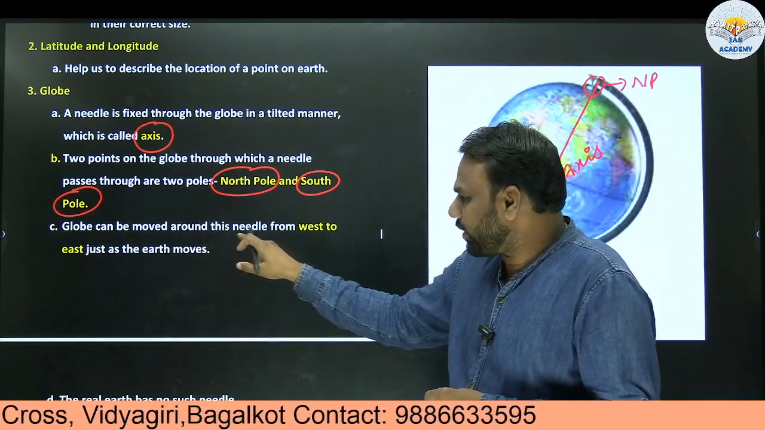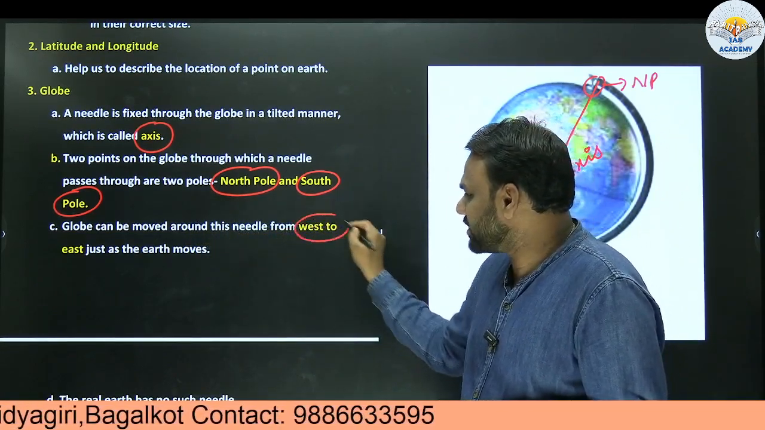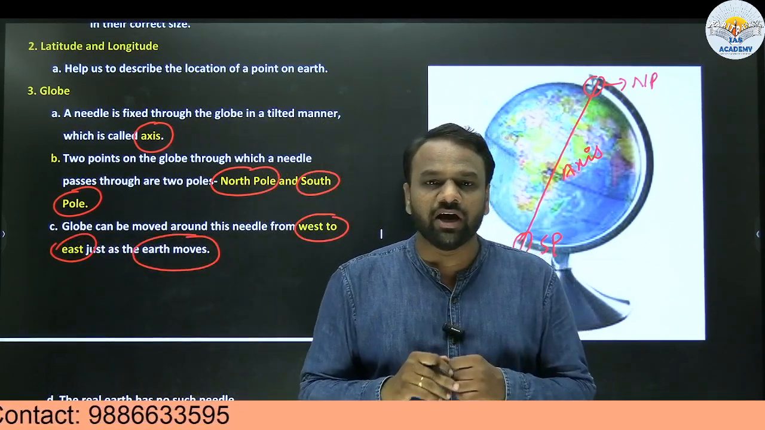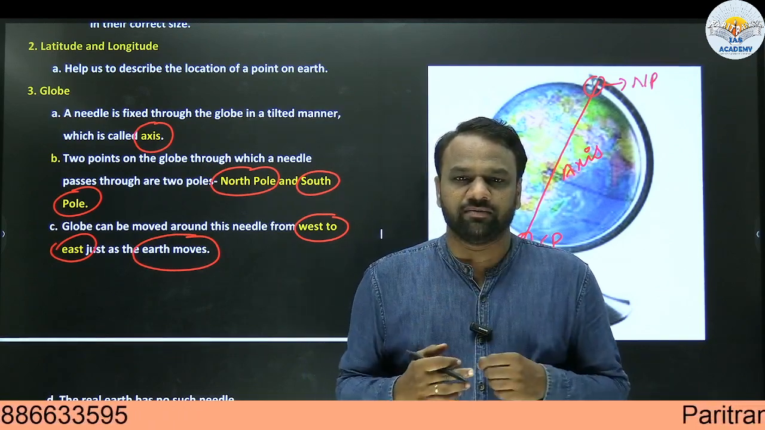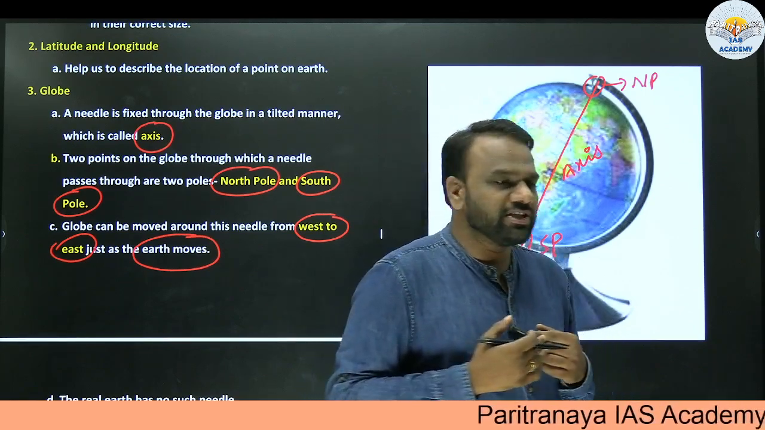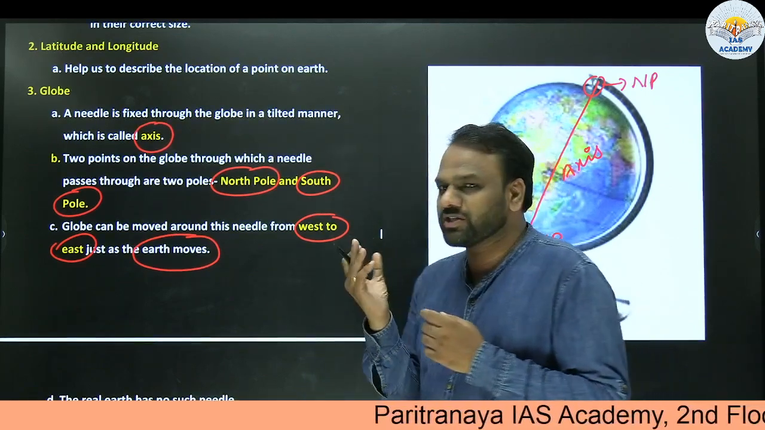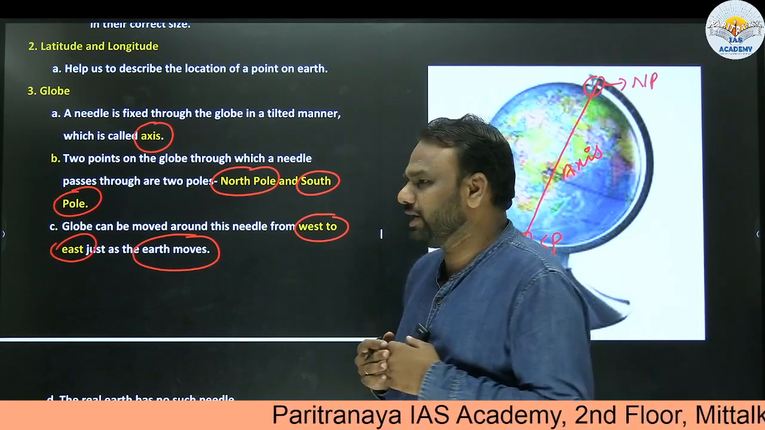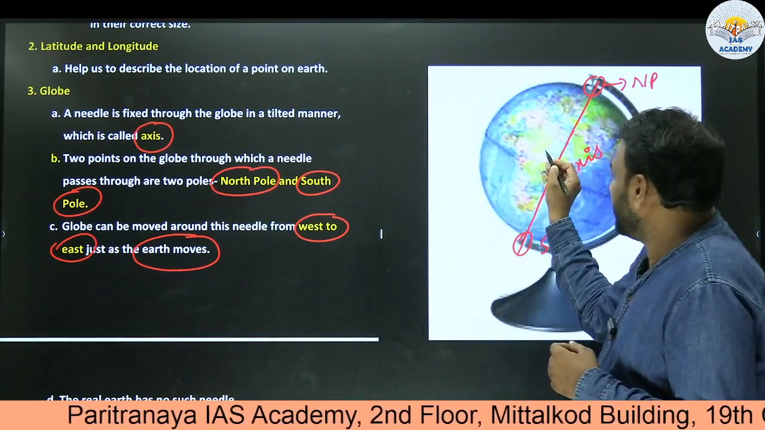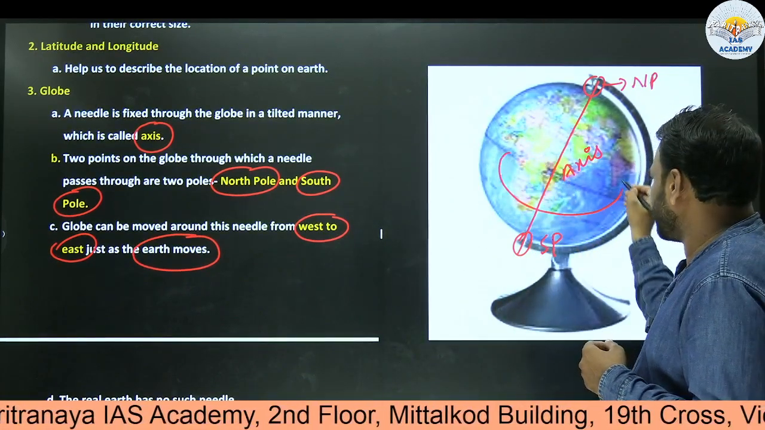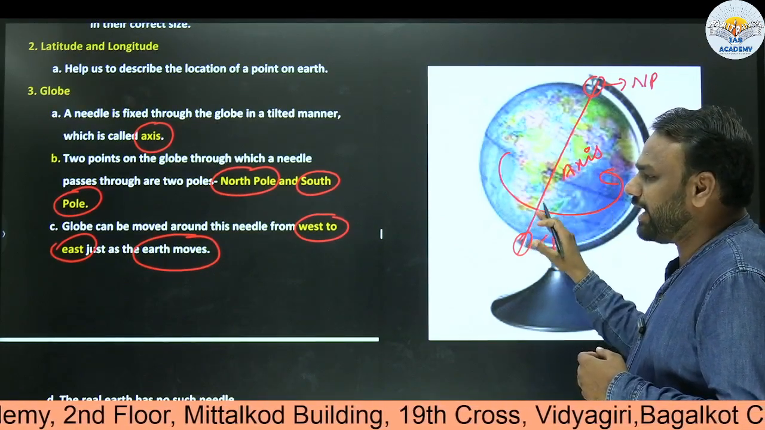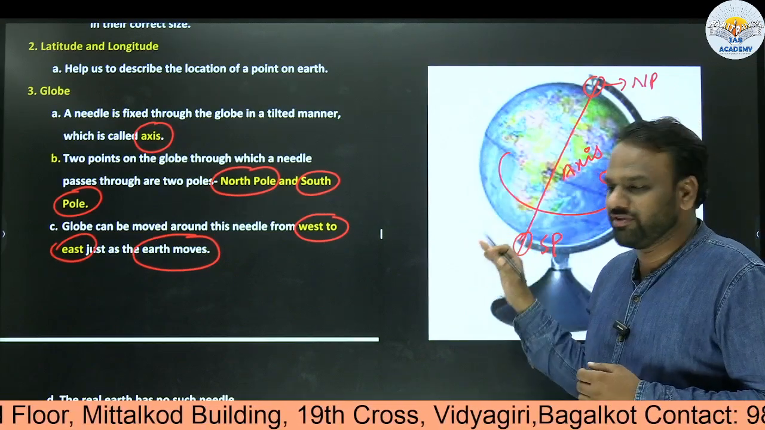Next, the globe can be moved around this needle from west to east. Very important, as the Earth moves. How does the Earth move? From west to east. What is west to east? Imagine me as the Earth. If I move from this direction to this direction, this is called west to east. If I move in this direction, it will be called east to west. For you it is east to west. Here this globe rotates in this fashion, from west to east. Similarly, in reality, Earth also rotates from west to east.